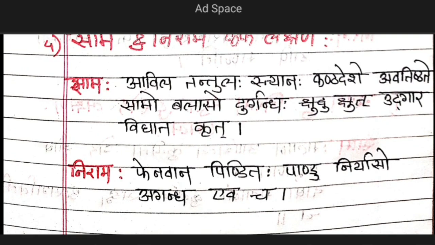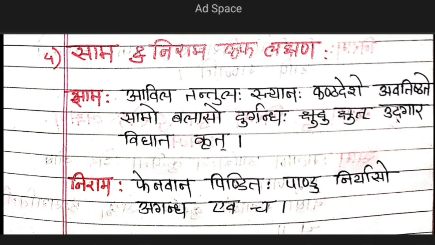Sama. अवीलतन्तुलः स्त्यानः कण्ठदेशे अवतिष्ठते सामबलासो दुर्गन्धः क्षत उद्गार विघातकृत्. Which means, what does avila mean? Increased turbidity in the waste substances of the body. Tantula, thready appearance. Sthana, stiffness. Kanthadesha avatisthate means stagnates in the throat. Durgandha means foul smell. Kshut udgara vighatkrit means loss of appetite and obstruction of normal eructation are the symptoms of Samakapha.